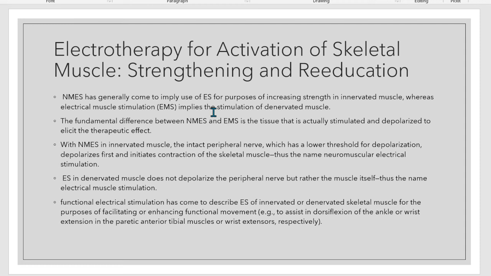So, functional electrical stimulation has come to describe ES of innervated or denervated skeletal muscle for the purpose of facilitating or enhancing functional movement, to assist dorsiflexion of ankle, wrist extension, in paretic anterior tibial muscle or wrist extensor respectively. So kani siya, ang FES, ginagamit niya siya para ma-stimulate tong denervated or innervated to do functional movement.